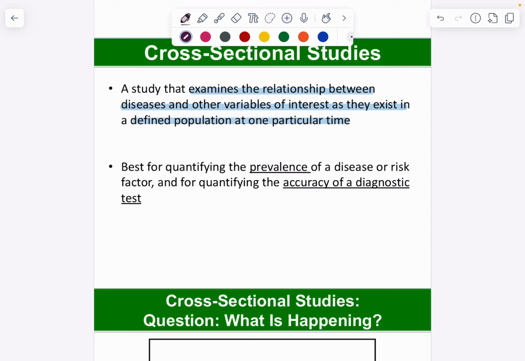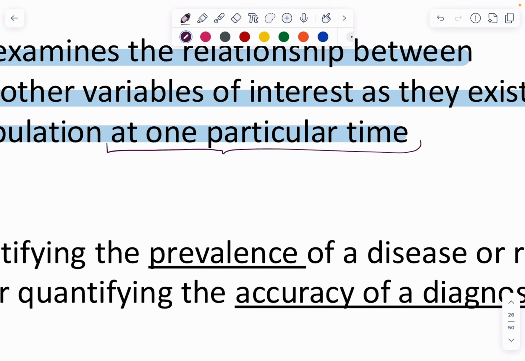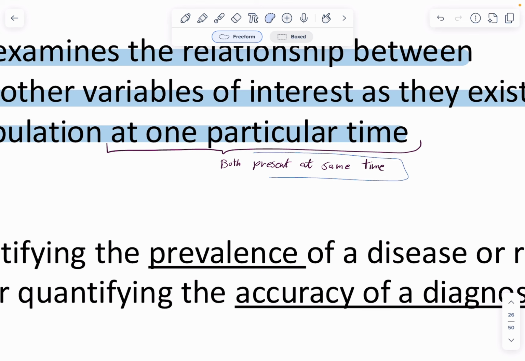I told you for the cohort study, exposure is the starting point, and it goes to the outcome. It means they are not present at the same time, right? We are starting at one time and going to another. Here in the cross-sectional study, both of them are present at the same time. You will find the exposure and the outcome at the same time. So we call it cross-sectional.